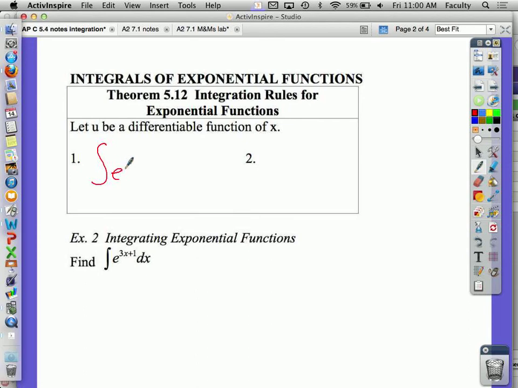Thank goodness. All right. So here we go. Number 1, if I have the integral of e to the x dx, it's just e to the x plus c. And if it's e to the u du with some stuff, you must use u substitution and take care of that, okay?